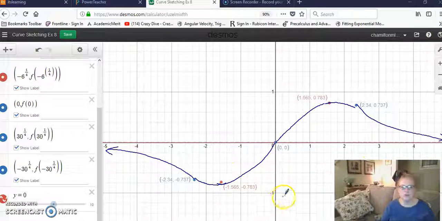So again, the moral is find all your information, plot your points, and then pay attention to concavity, look at your end behavior, find your x-intercepts if you can, and then go ahead and sketch and connect the dots following your behavior. All right, so that will end up example 8.